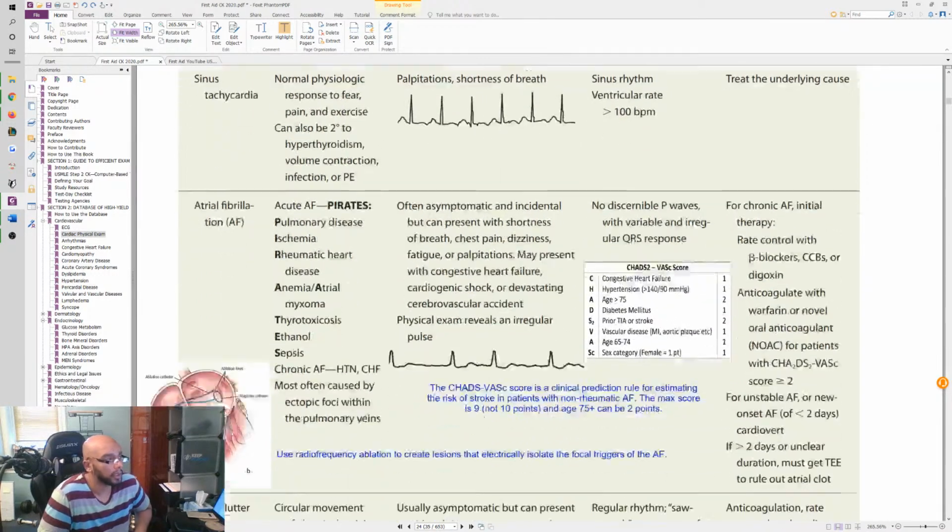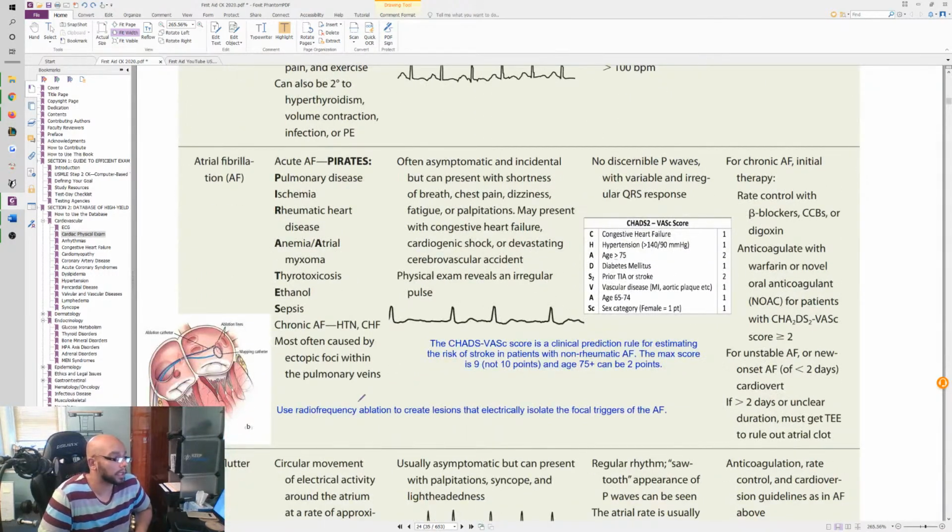Atrial fibrillation, one of the most high-yield topics that always shows up on every test, right? Acute atrial fibrillation, they have this mnemonic of pirates, all the things that can cause acute AF. You have pulmonary disease, ischemia, rheumatic heart disease, anemia or an atrial myxoma, thyrotoxicosis, having ethanol, so drinking too much. There was also Monday disease. We're going to go back and look at that. And then sepsis.